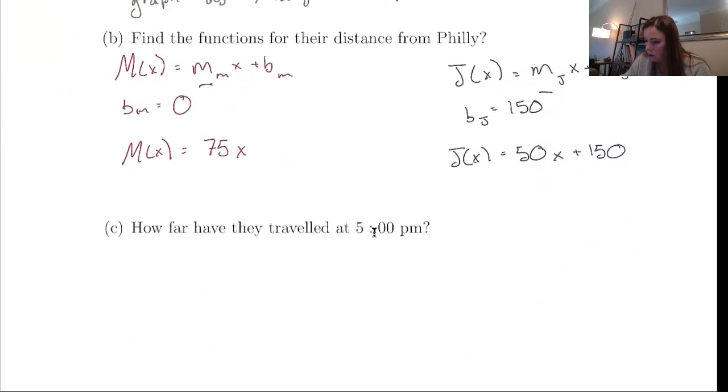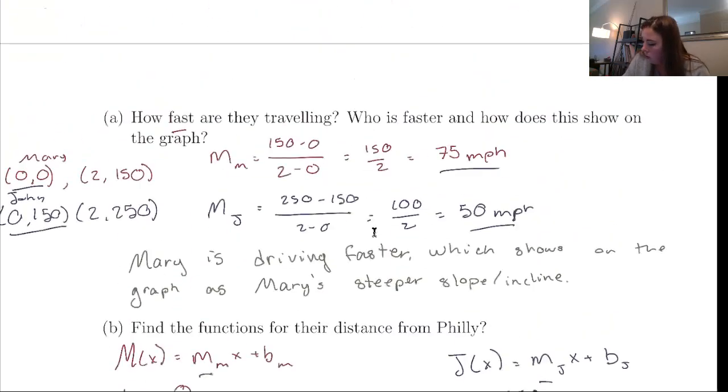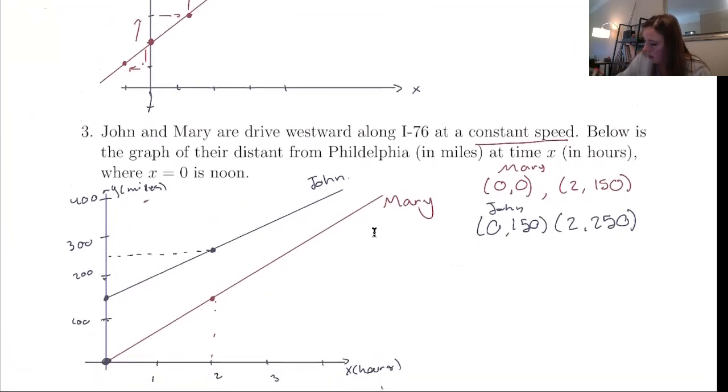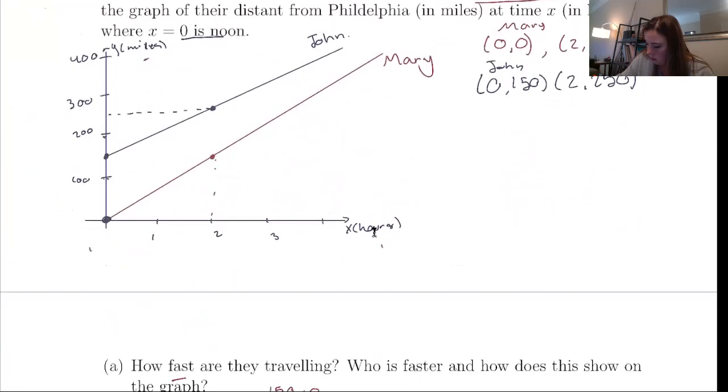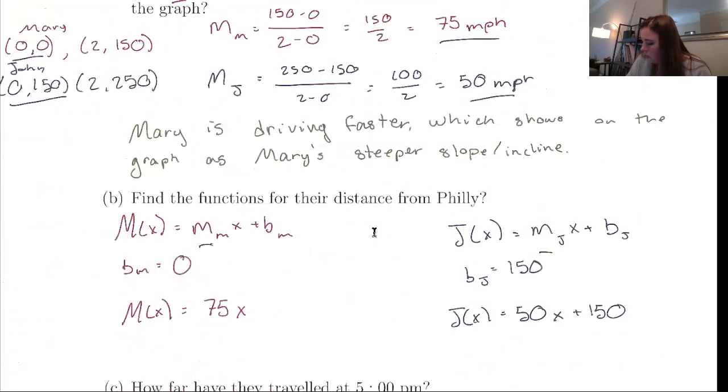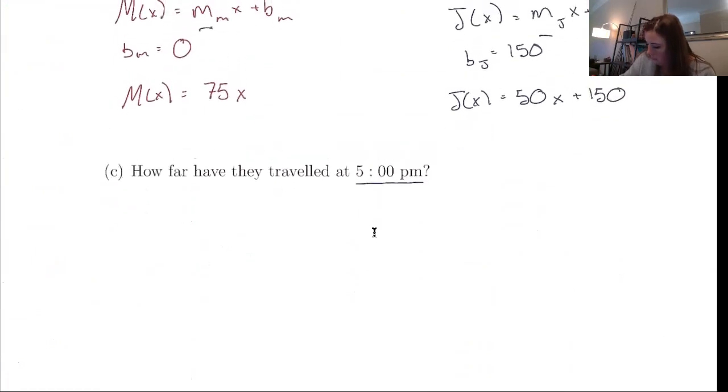All right. So now we're asked how far they have traveled at 5 p.m. So let's go up here and double check that x equals 0 at noon. So this is noon, 1 p.m., 2 p.m., 3 p.m., and so on. So what's x going to equal at 5 p.m.? 5, right? So I'm going to find Mary's distance after 5 hours.